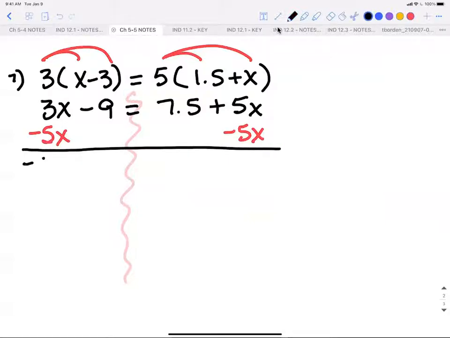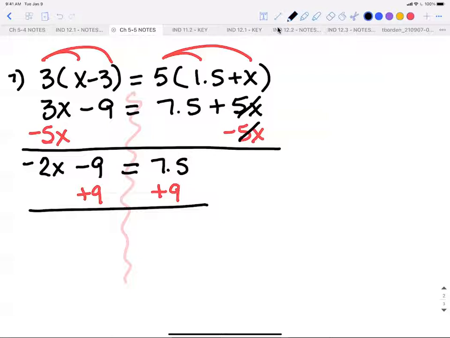3x minus 5x is -2x. I didn't do anything with the -9. My equal sign stays on the wall. 7.5 drops down, and my 5x minus 5x disappears. Okay, it zeroes out, goes away, however you want to say it. Now, the other thing is I need to get my numbers over to the right. So I have a -9, so I'm going to add 9 at one side of the wall, got to do it to the other. And I'm left with that -9 and +9 zero out on the left, which is what I wanted. And I'm left with -2x, equal sign on the wall. 7.5 plus 9 is 16.5.